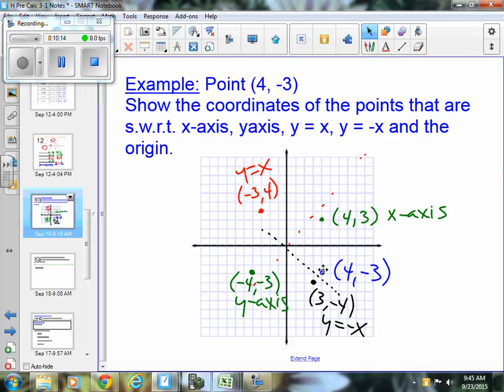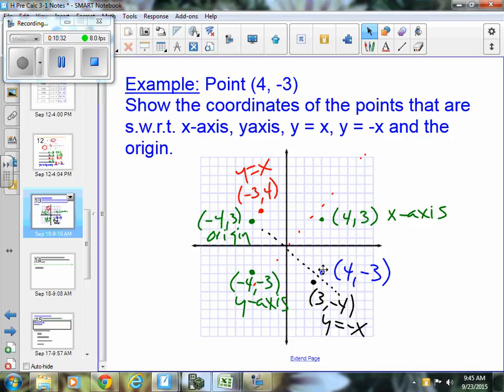All right, so my last one, origin symmetry. That's where both x and y are opposite in sign. So negative 4 and positive 3. So negative 4, positive 3 would be origin symmetry. So we can look and see what all of those different symmetries do.